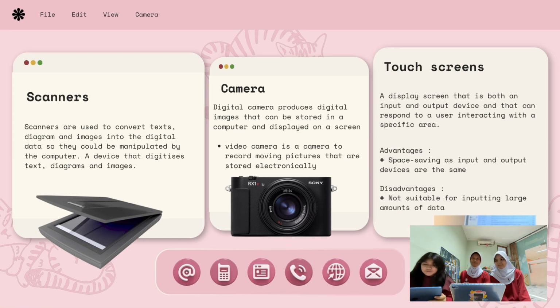Scanners. Scanners are used to convert text, diagrams, and images into digital data so they can be manipulated by the computer. A scanner is a device that digitizes text, diagrams, and images. Camera. A digital camera produces digital images that can be stored in a computer and displayed on a screen. A video camera is a camera to record moving pictures that are stored electronically. Touchscreen, a display screen that is both an input and output device and that can respond to the user interacting with a specific area. Advantages: space saving, as input and output devices are the same. Disadvantage: not suitable for inputting large amounts of data.